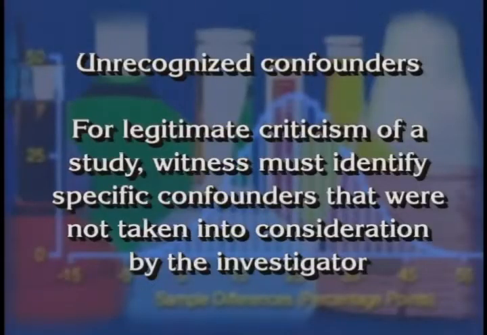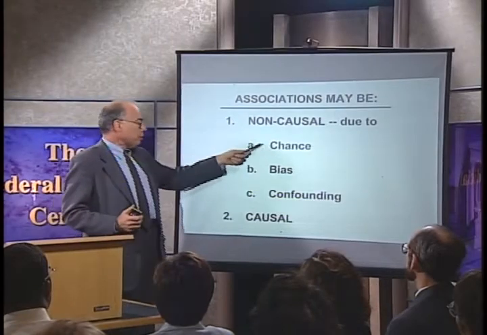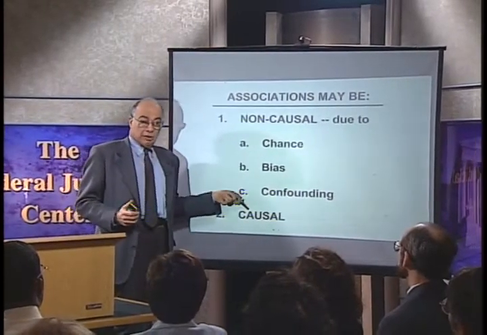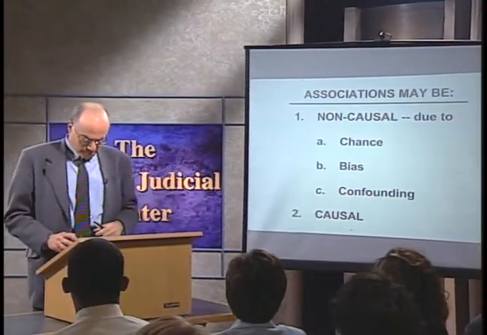The person who wants to make that criticism has to say, what are the specific confounders that could have affected the relationship that were not taken into consideration by the investigator? At this point then, let's just summarize. If we observe an association, it can be non-causal or causal. If it's non-causal, it can be due to chance, to bias, or to confounding. Or it may indeed be causal.